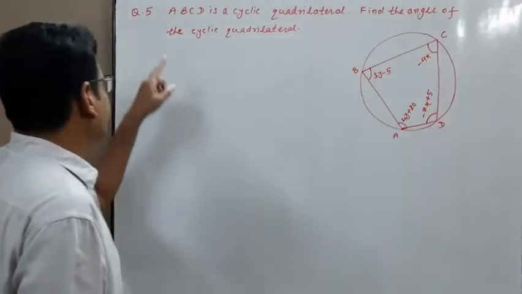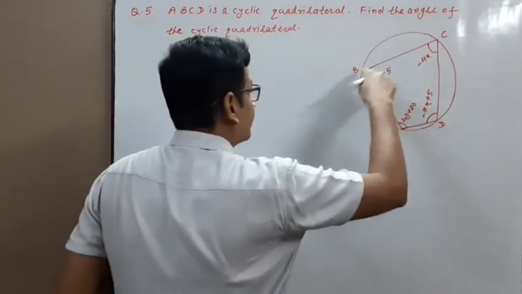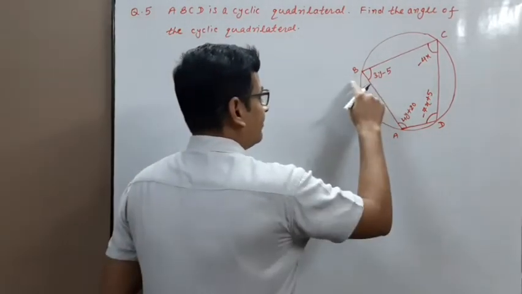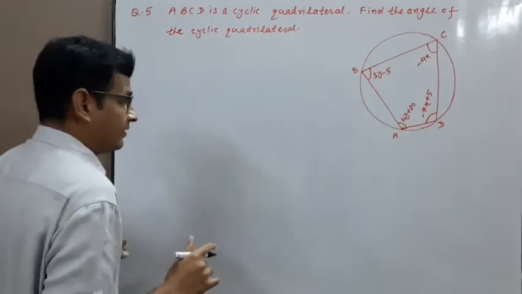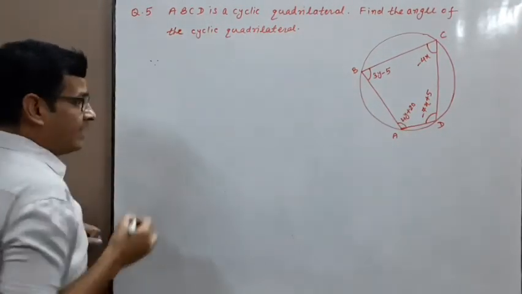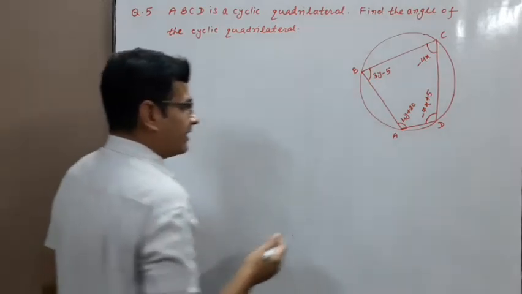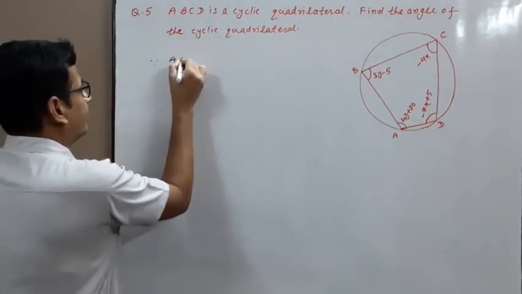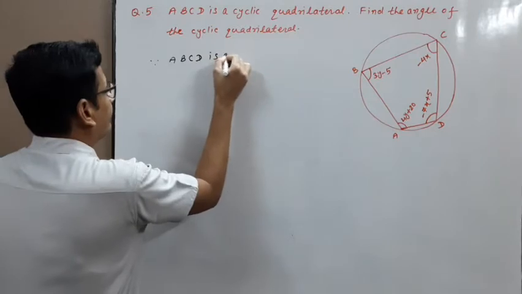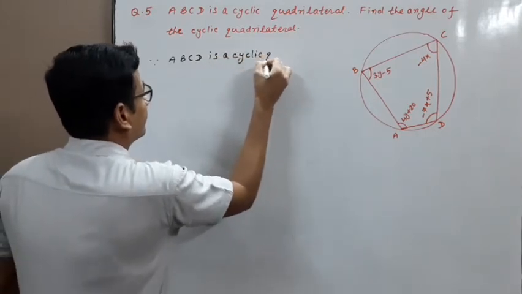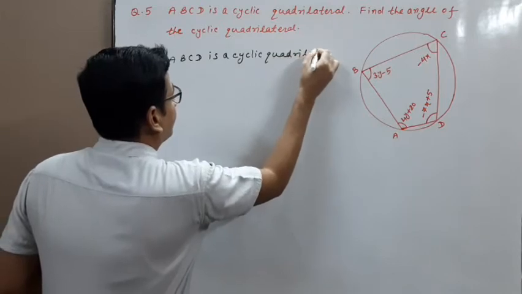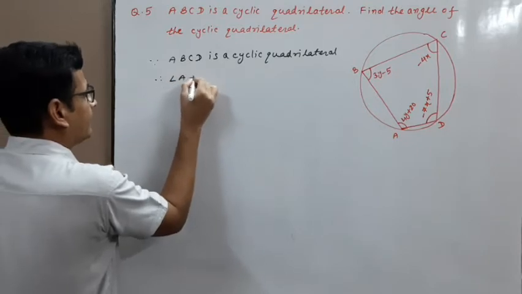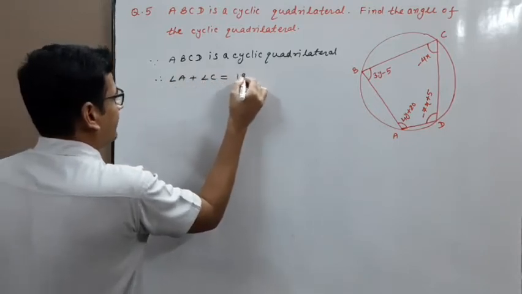Next problem. ABCD is a cyclic quadrilateral. Find the angles of the cyclic quadrilateral. Means we have to find angle A, angle B, angle C and angle D. Now since ABCD is a cyclic quadrilateral, in a cyclic quadrilateral the sum of opposite angles is 180 degrees. Therefore angle A plus angle C is equal to 180 degrees.